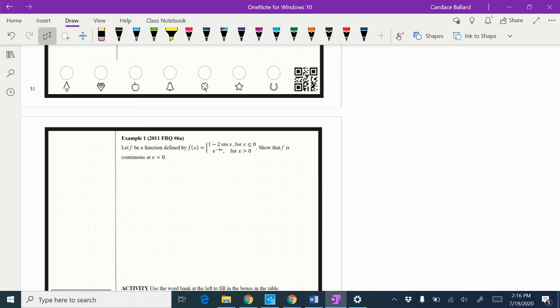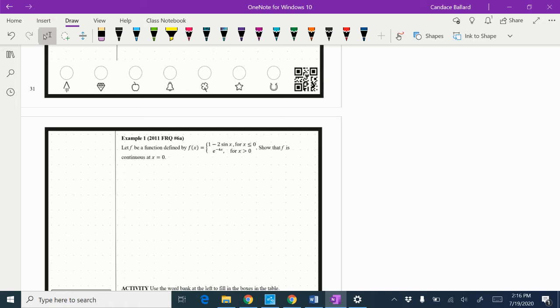So, if you remember, this would be some really nice, easy points. Let f be a function defined by f of x equals, and it's a piecewise function, 1 minus 2 sine x for when x is less than or equal to 0, and e to the negative 4x for when x is greater than 0. We're supposed to show that f is continuous at x equals 0.